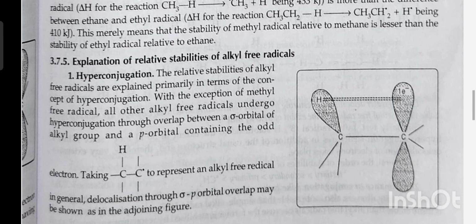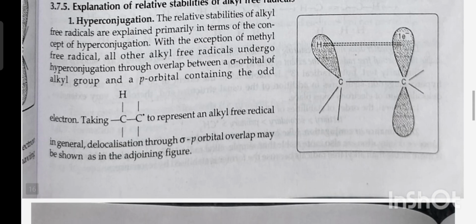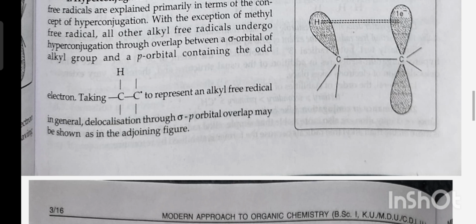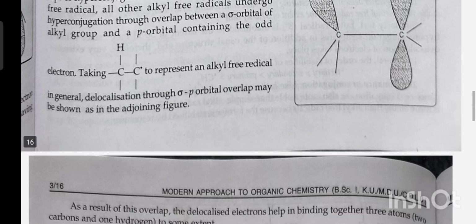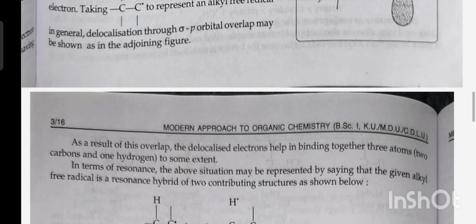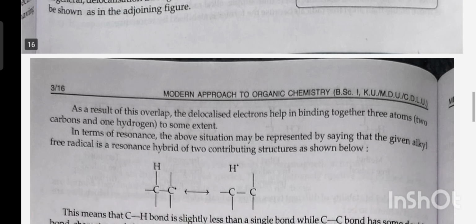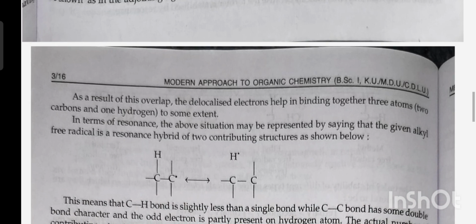Explanation of relative stability of alkyl free radicals. First, hyperconjugation. The relative stability of alkyl free radicals is explained primarily in terms of the concept of hyperconjugation. An ethyl free radical or other alkyl free radical undergoes hyperconjugation through overlap between a sigma orbital of the alkyl group and the p orbital containing the odd electron. Taking R to represent an alkyl free radical in general, delocalization through sigma-p orbital overlap may be shown as in the adjacent figure. As a result of overlapping, the delocalized electron helps in binding together three atoms, two carbon and one hydrogen, to some extent.